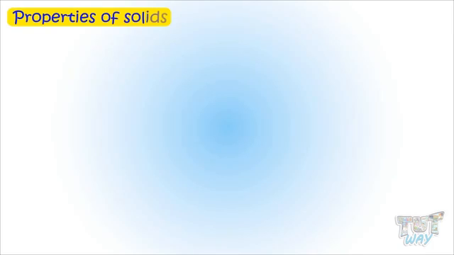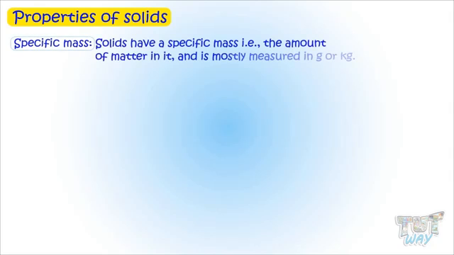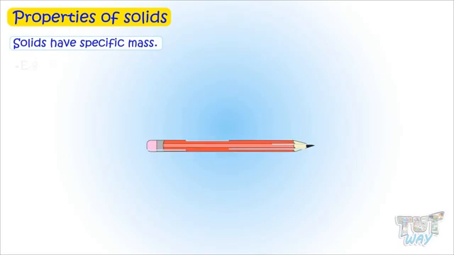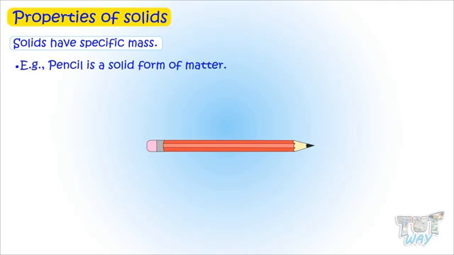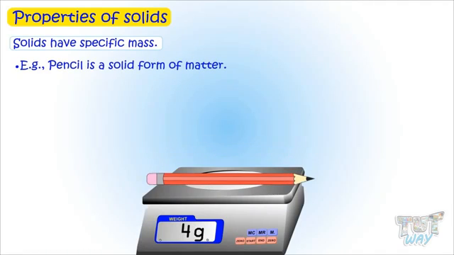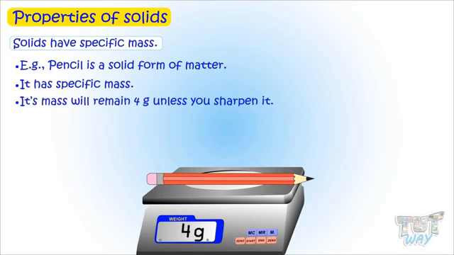Properties of solids. Specific mass. Solids have a specific mass, that is, the amount of matter in it, and is mostly measured in grams or kg. For example, pencil is a solid form of matter, and its mass or weight is about 4 grams. So solids have a specific mass. Its mass will remain 4 grams unless you sharpen it or reduce it anyhow.